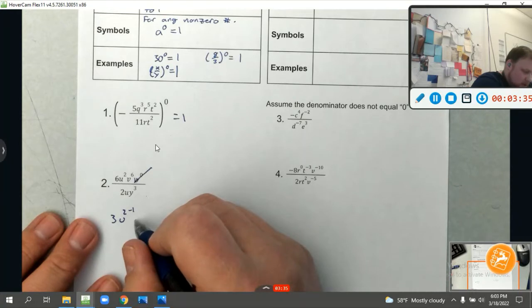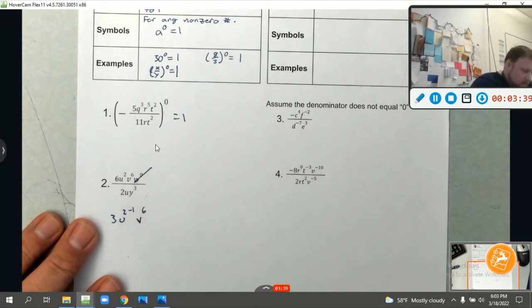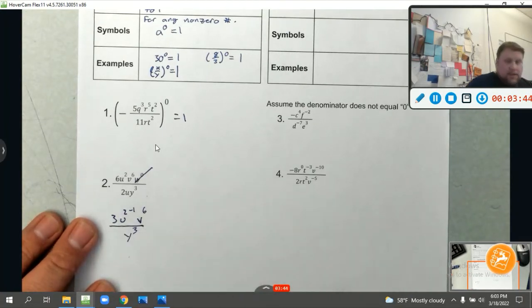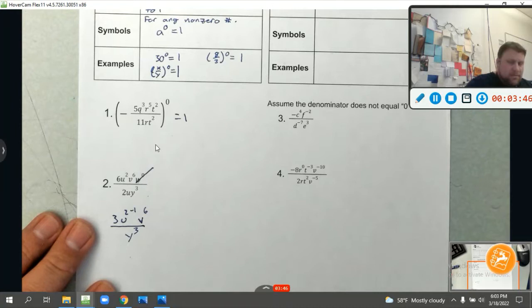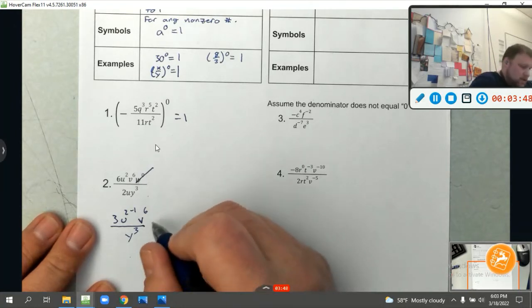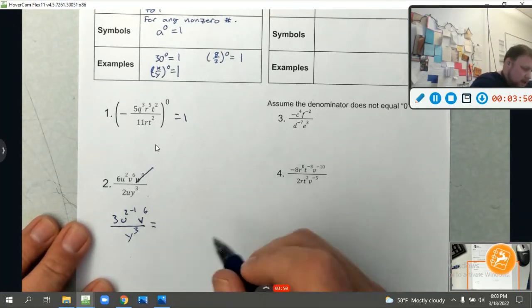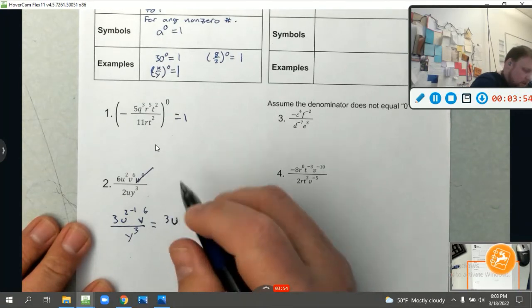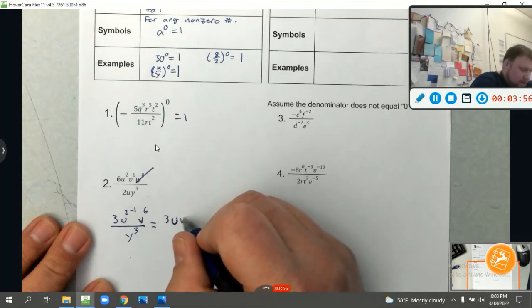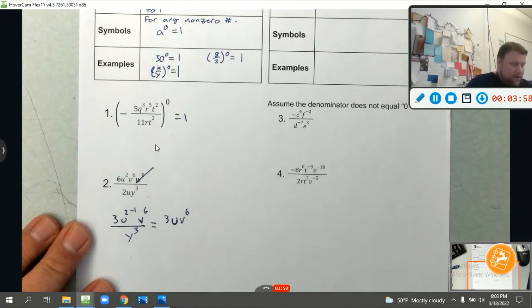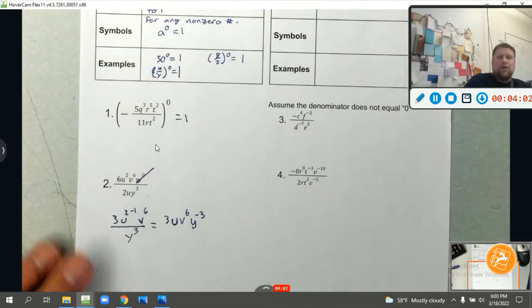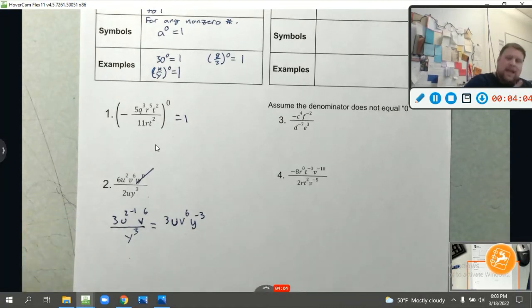And v to the 6th all over y to the 3rd, because nothing's touching that y to the 3rd. So I'm going to write that as 3u and v to the 6th. I'm going to do something different. Are you ready for this? I'm going to write y to the negative 3 so I can put it all on one line, because the negative exponent.